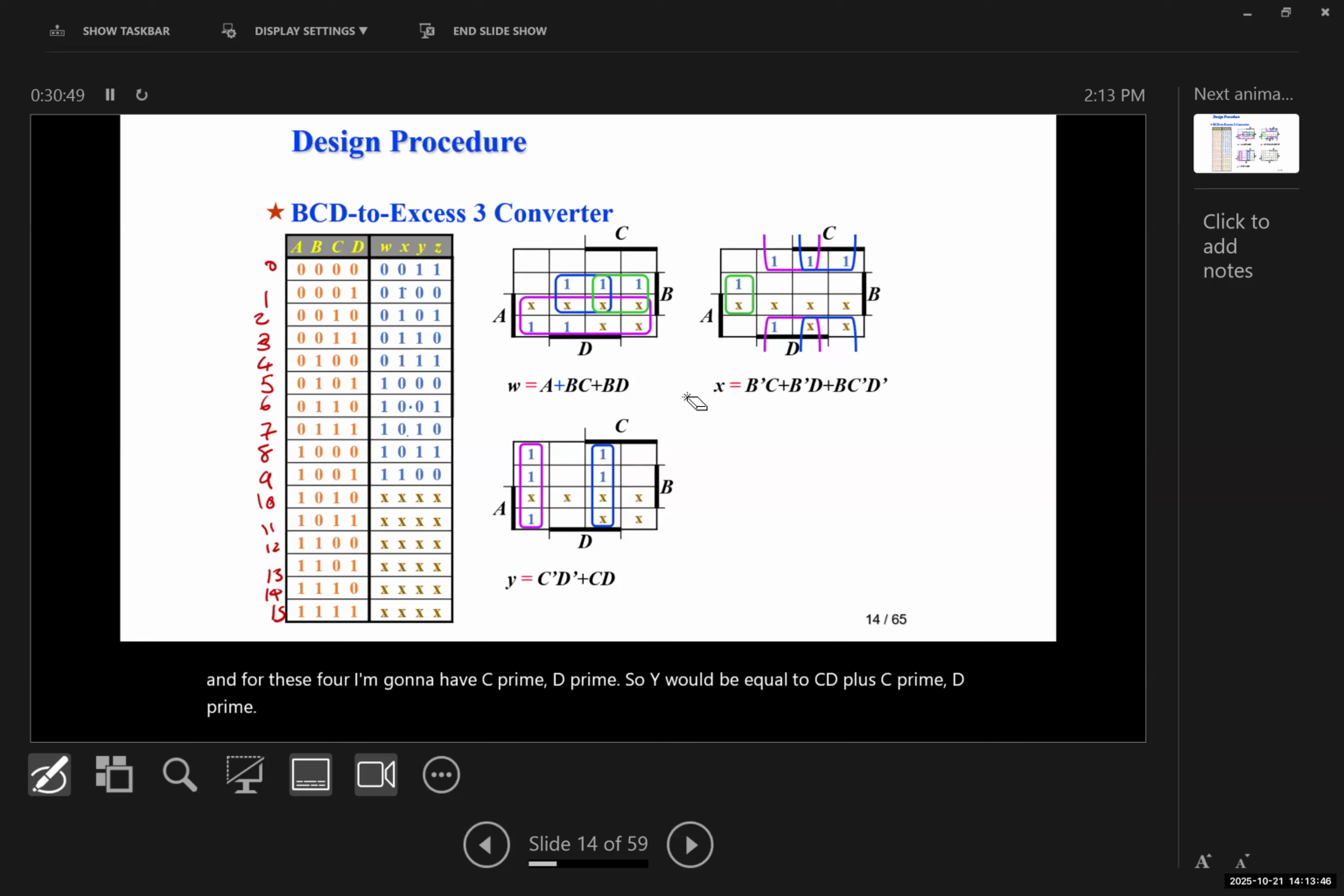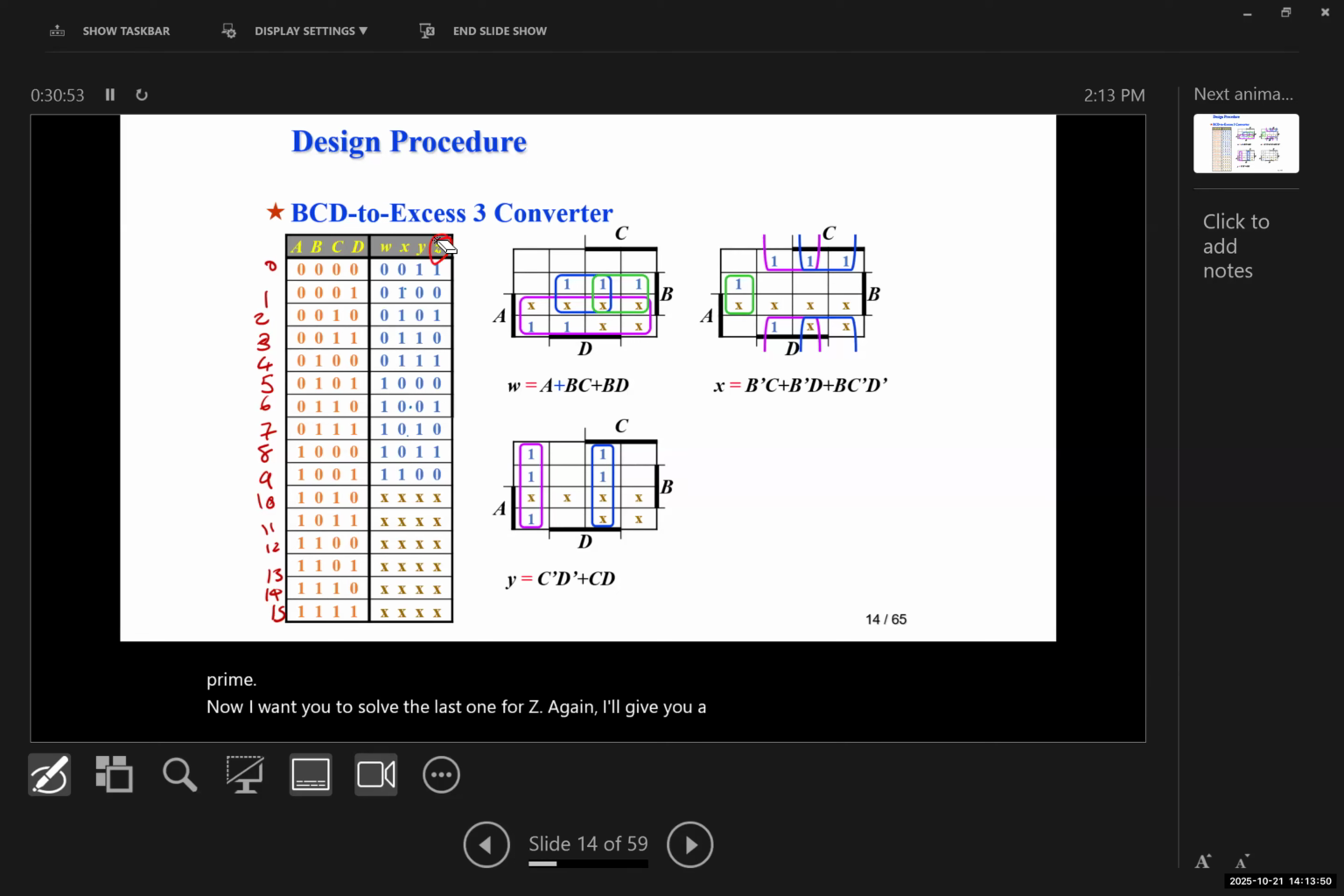Now I want you to solve the last one for Z. Again, I'll give you a few minutes. And the first student to solve this gets extra points on their next assignment. So Z is one at M0, 2, 4, 6, 8. And the rest is don't care.